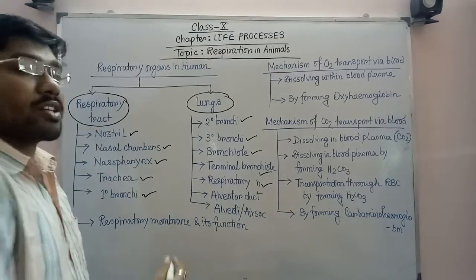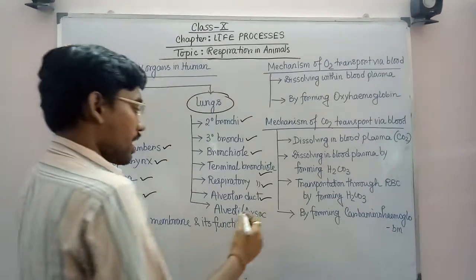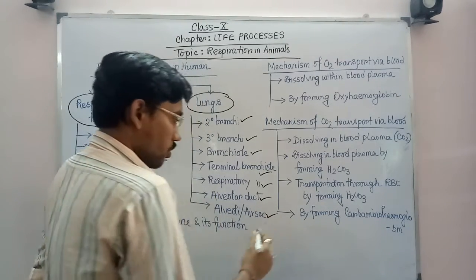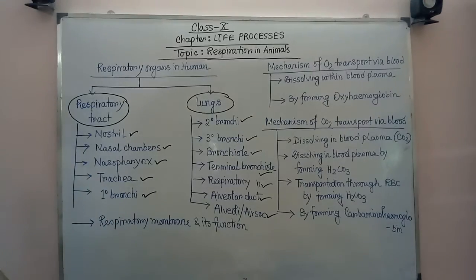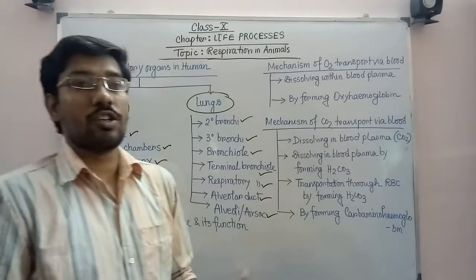Respiratory bronchioles are again subdivided into alveolar ducts, and those alveolar ducts are connected with each and every air sac, which is called alveoli. So this is the total set of respiratory structures responsible for performing the respiration function in human beings.